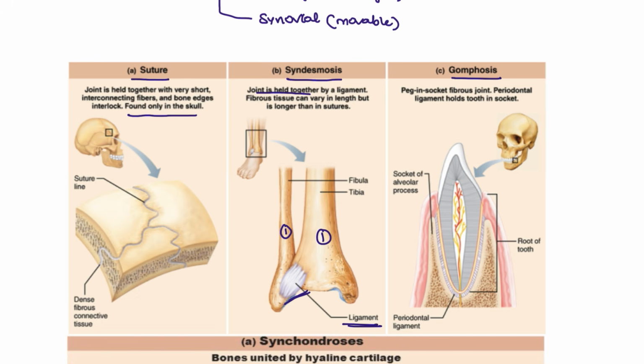Gomphosis is like this: this is our tooth, right? The tooth has to fit in a particular socket. That socket-like fibrous joint is known as a gomphosis. For example, imagine if our teeth were moving; mostly our teeth are fixed. So that is the fibrous joint, it cannot be movable.